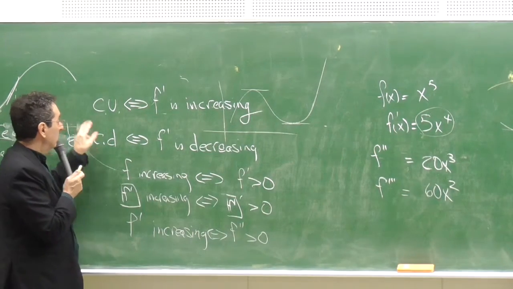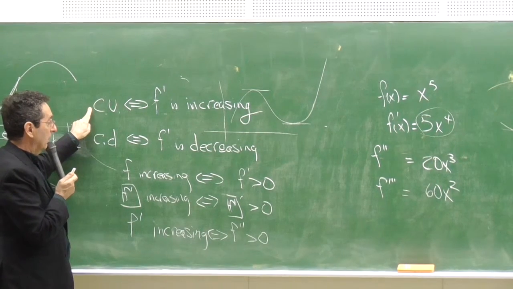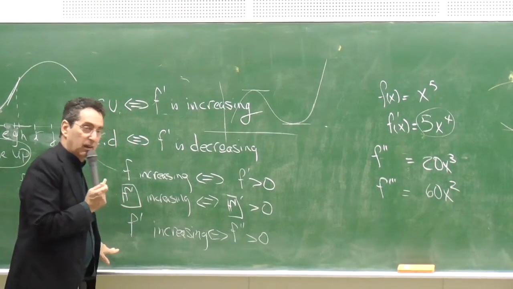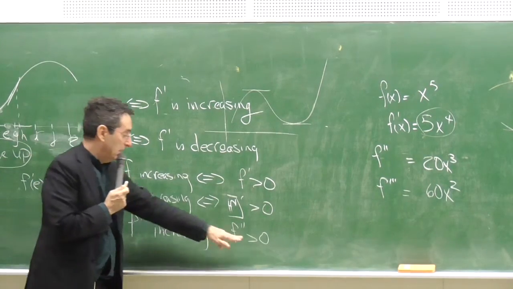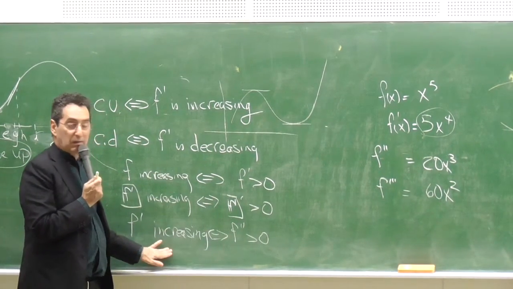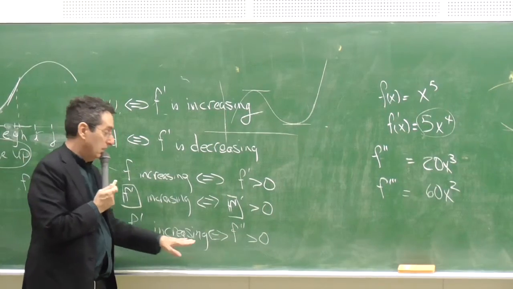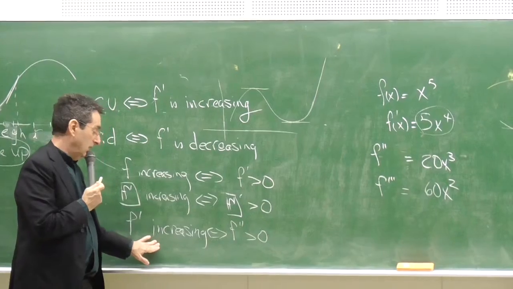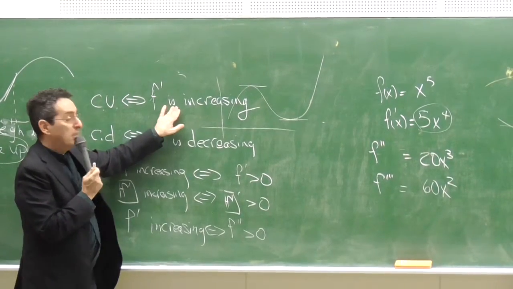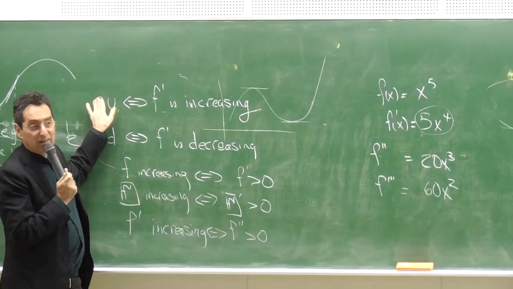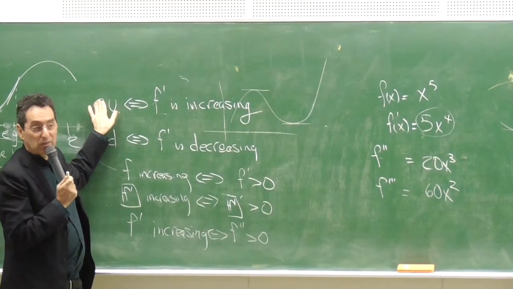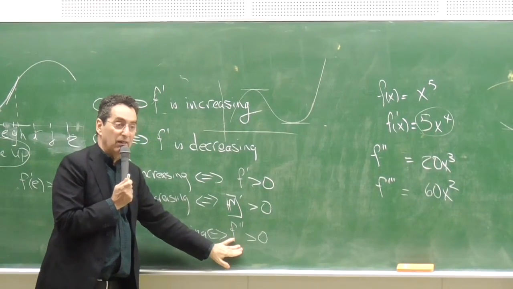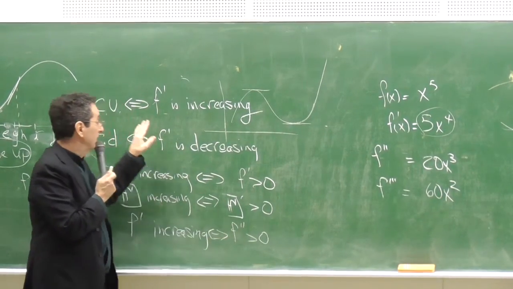Now combine that with this. So let's read it this way. You agree that I can get to this point, right? Okay, now let's read it this way. F double prime is greater than 0 means what? F prime is increasing. F prime is increasing means what? Concave up. So now we have a rule for when something is concave up. Here, when f double prime is greater than 0, it's concave up.